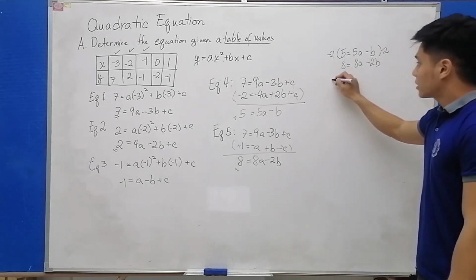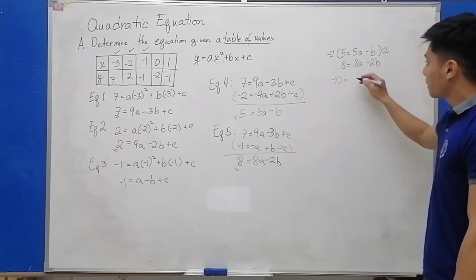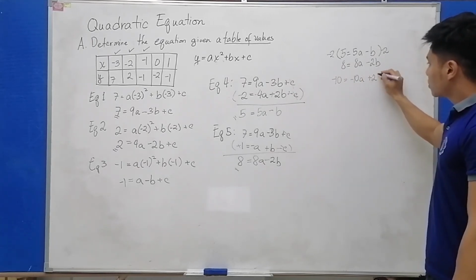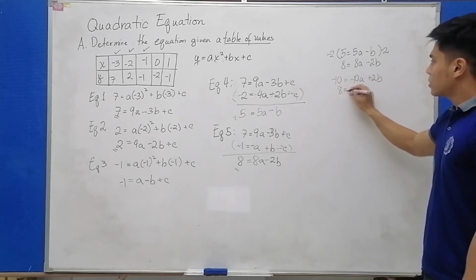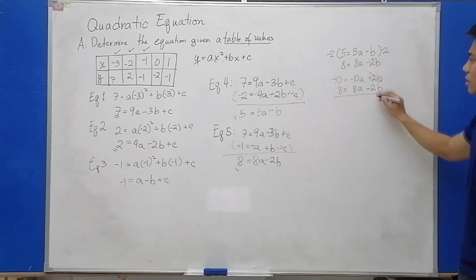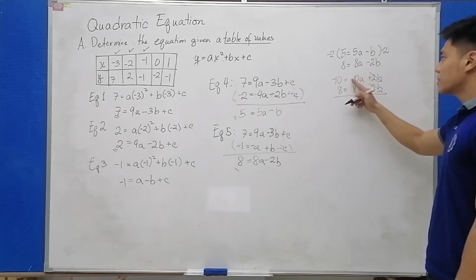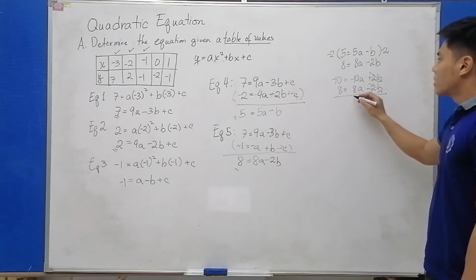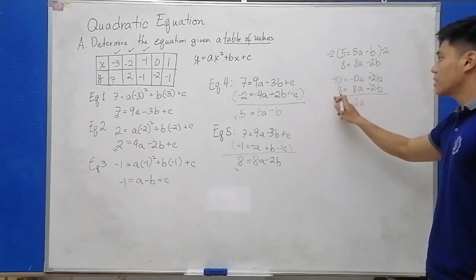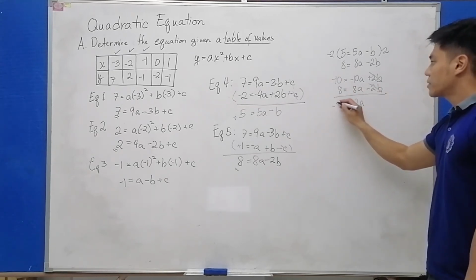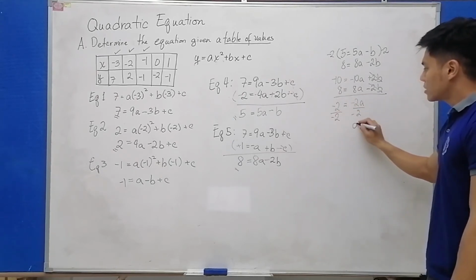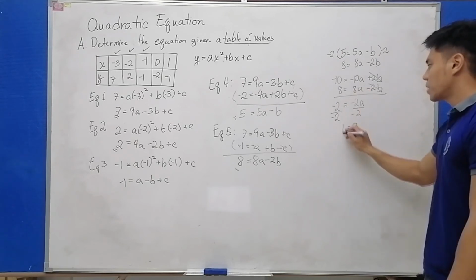So let's take that. We have negative 10 is equal to negative 10a, then positive 2b, and we have 8 is equal to 8a minus 2b. So we'll cancel out b, and then we're left with negative 10 plus 8 equals negative 10a plus 8a. So we're going to have negative 2a is equal to negative 10 plus 8. We have negative 2 again, so we'll just divide both sides by negative 2. So we have a is equal to 1, because negative over negative becomes a positive number.